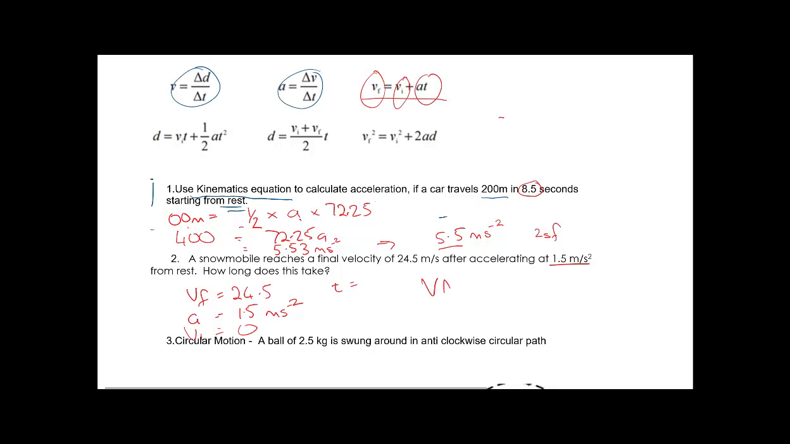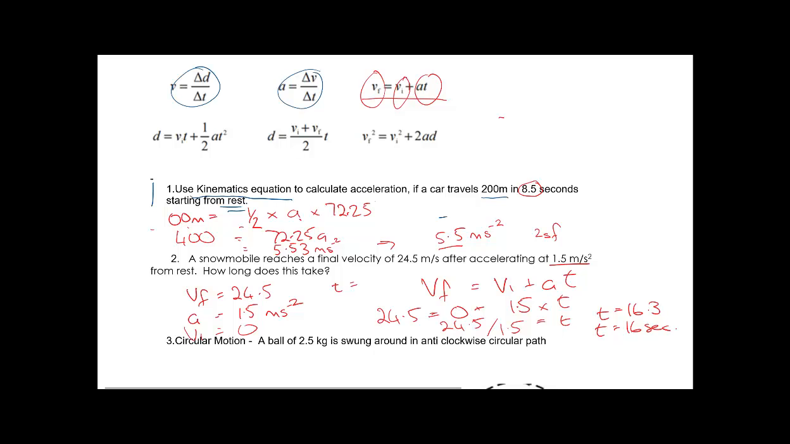So v_f equals v_i plus a t. Now, your final velocity is 24.5. Your initial velocity is 0, plus 1.5 times t. So that ends up becoming 24.5 divided by 1.5 equals t. If we do that, divided by 1.5, we get t equals 16.333. And again, if it's 2 SF, that would simply be time equals 16 seconds as a final answer.